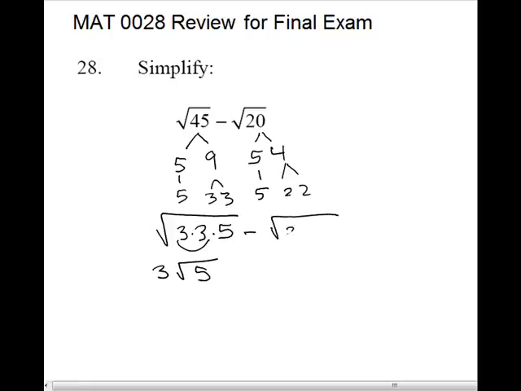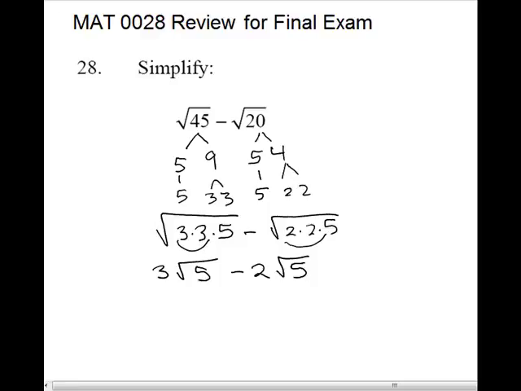So we have 2 times 2 times 5 underneath. The 2's give you a square. There's 2 of them. So 1 can go to the outside for that group. The 5 has to stay. Now these are like radicals. They both have 5 under the square root symbol.